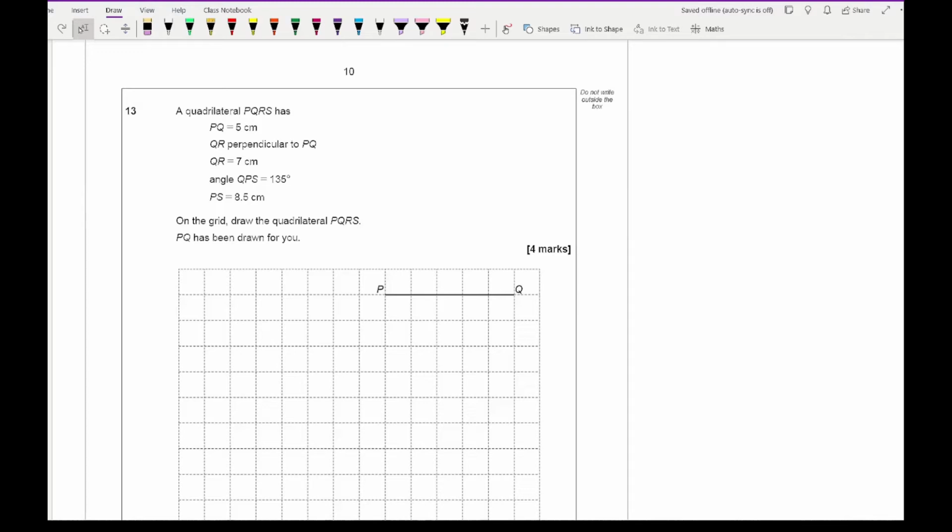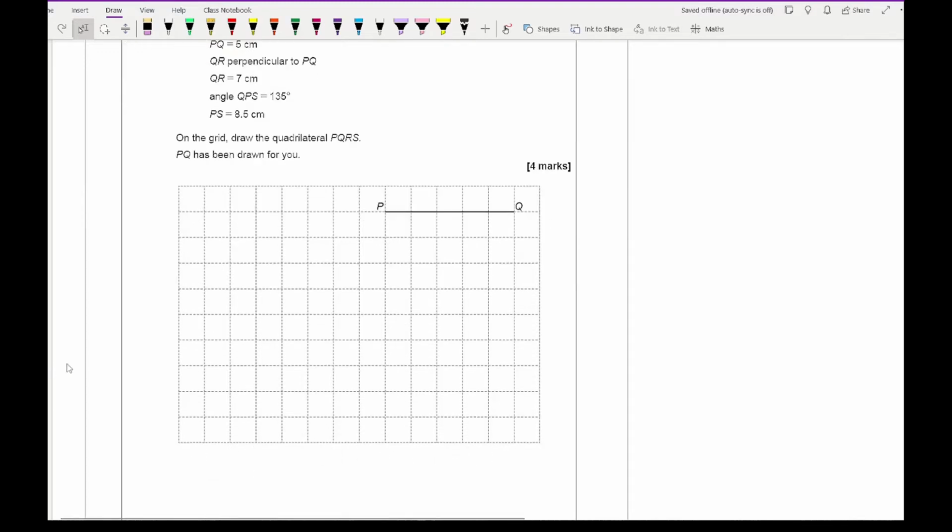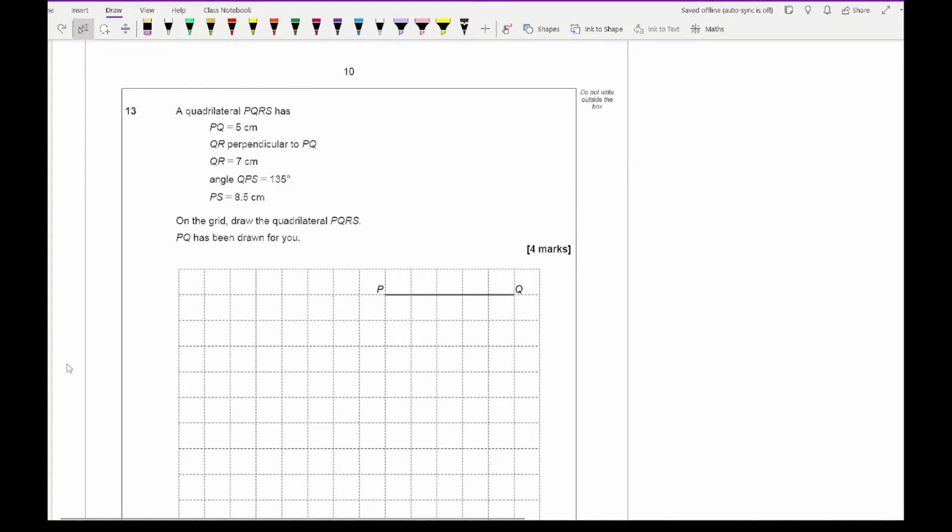Now, if you've got an A5 version of this, this should be on A4 paper, so therefore we can draw it accurately. If this has been shrunk onto a smaller booklet from your school or whatever, then the measurements are going to be completely different, and it's not going to be able to be done correctly. So this question needs to be done on A4.